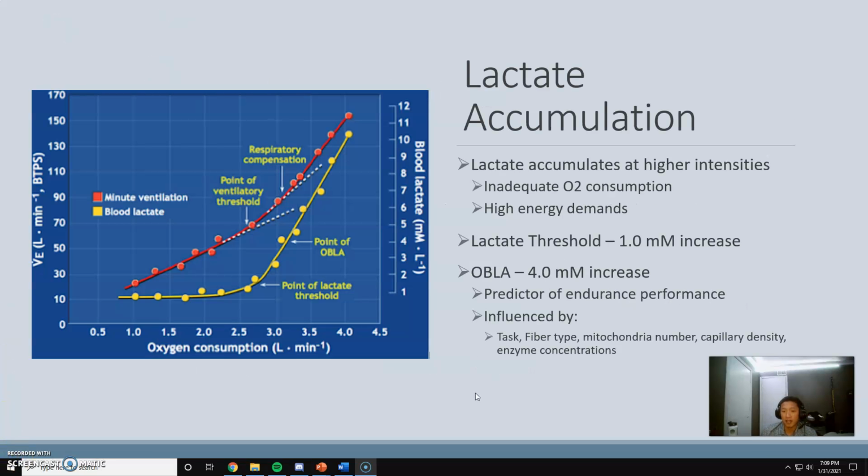So now we're going to talk about lactate accumulation, and as stated before, lactate does accumulate at higher intensities of exercise due to the low lactate turnover, because we're not getting an adequate amount of oxygen to meet these demands. The two notable points on this graph are the lactic threshold and the onset of blood lactate accumulation. These two points are sometimes mistakenly interchanged with each other, but that's not really the case, as they represent different points.